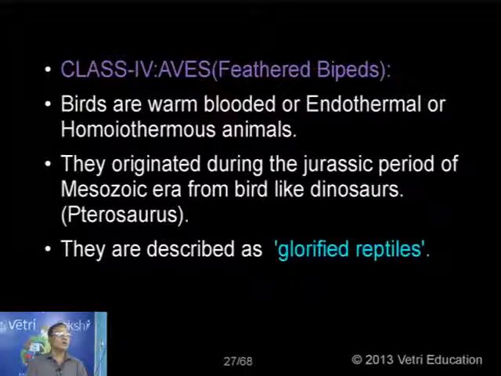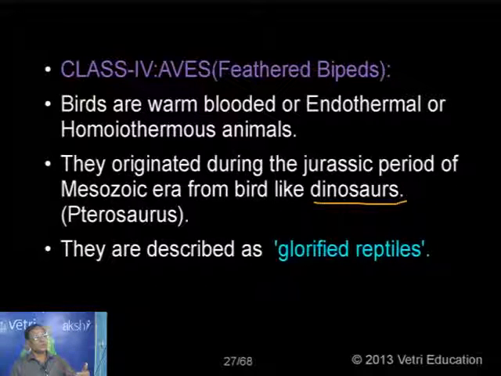Okay, so they originated during the Jurassic period of the Mesozoic era. So bird-like animals, what we call the dinosaurs. One type of dinosaur which could fly, you have seen in the film, is called pterosaurus. Dinosaur is a common name.